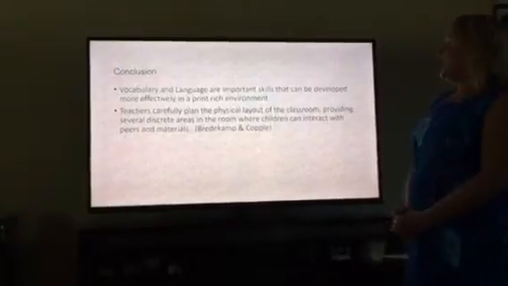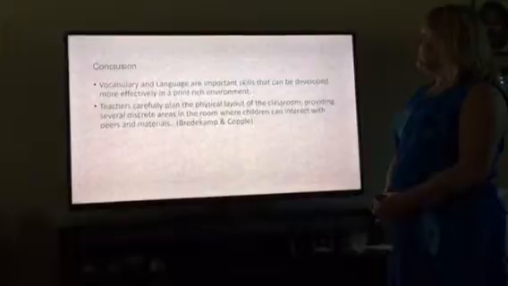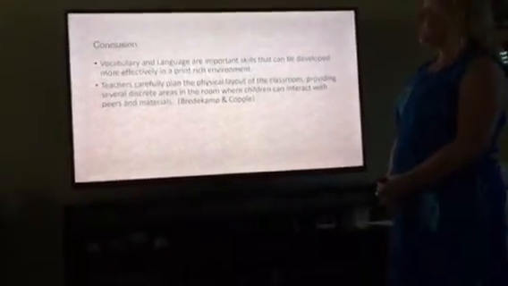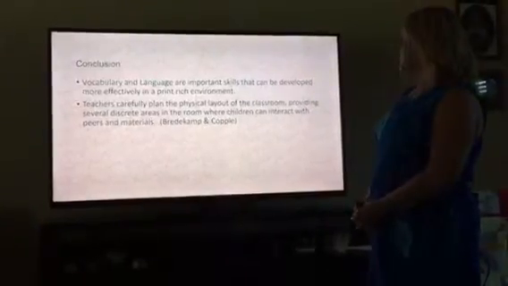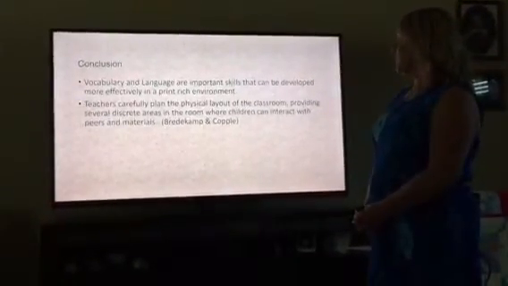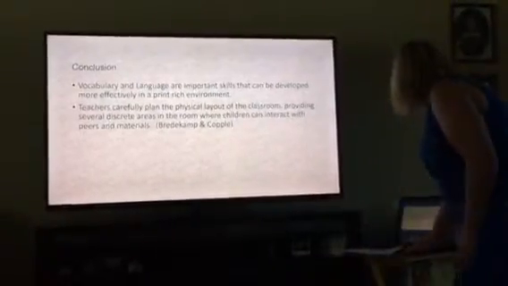Okay, in conclusion, vocabulary and language are important skills that can be developed more effectively in a print-rich environment. Teachers carefully plan the physical layout of the classroom, providing several discrete areas in the room where children can interact with peers and materials. And there are my references.